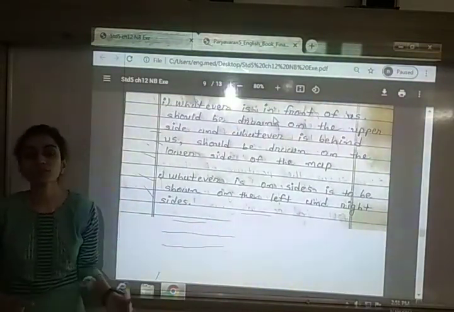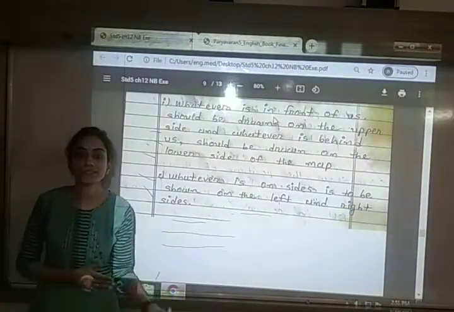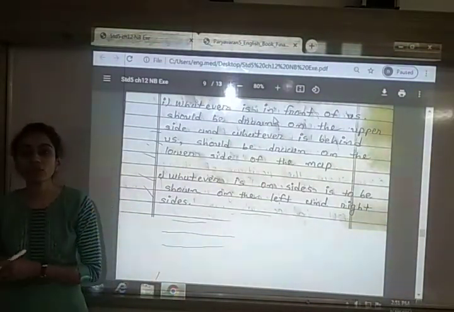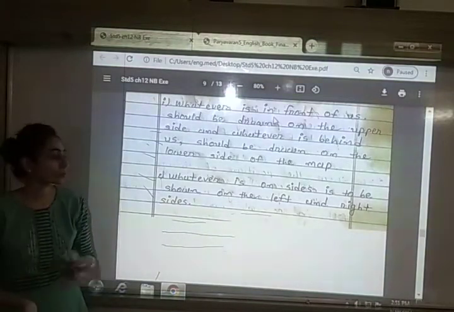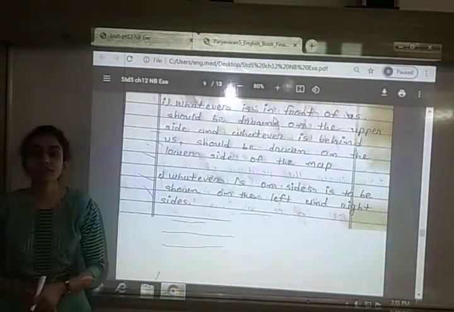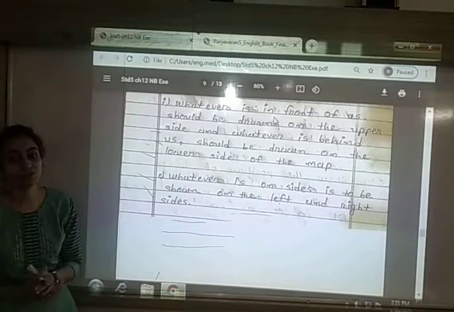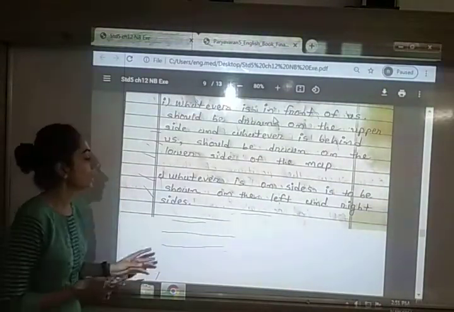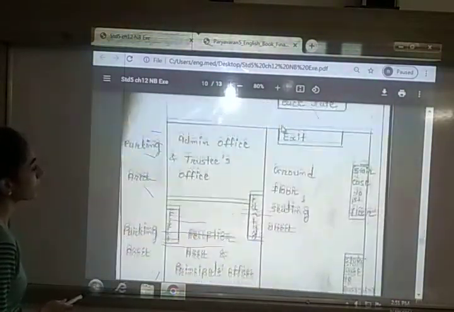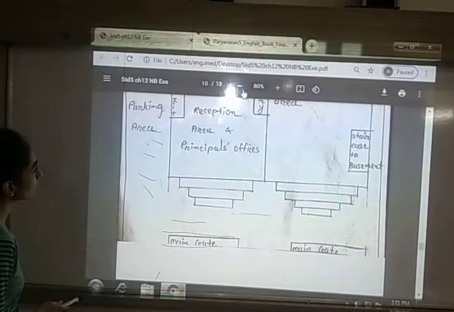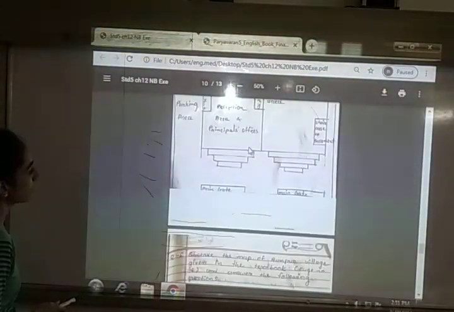Whatever is on your right, you have to show on the right side. Whatever is on your left, you have to show on the left side in your map. So this is how you have to make the map of your school. Let me see what I had made. This one we had already seen in the chapter.